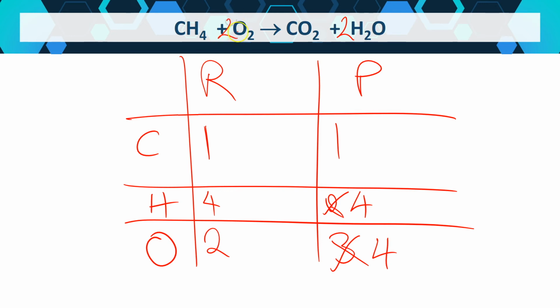Well, 2 times 2 is going to give us 4, so we're going to put a 2 out the front, and now we have 4 oxygen. And so there we go, 1 carbon on each side, 4 hydrogen on each side, and 4 oxygen on each side, and we're done.